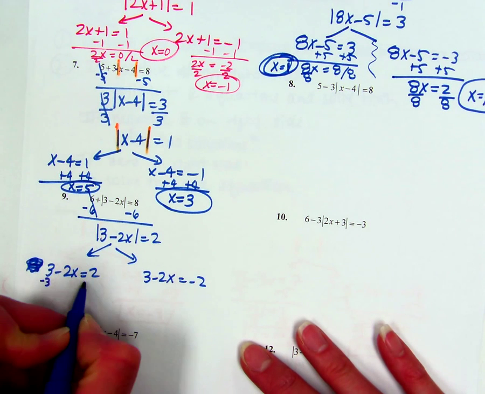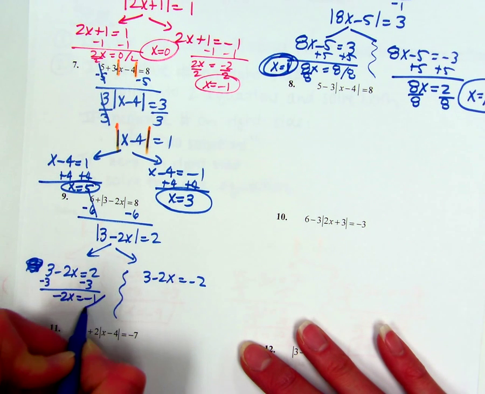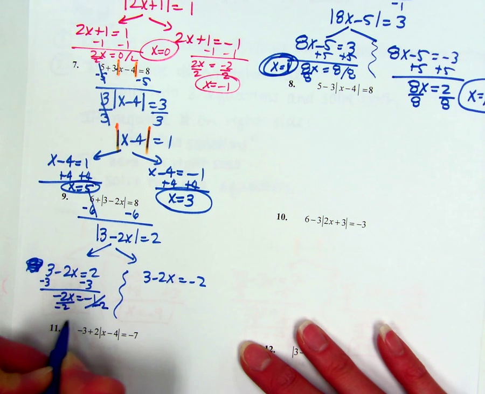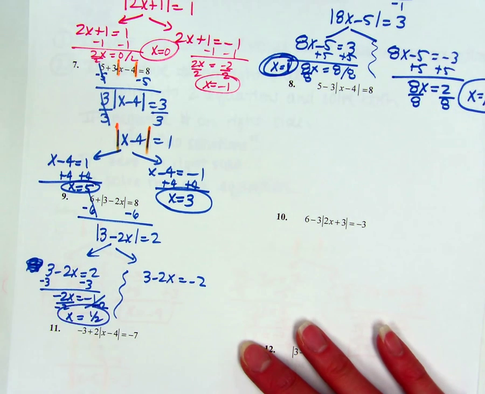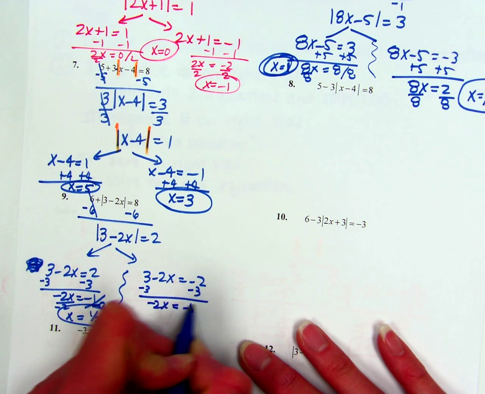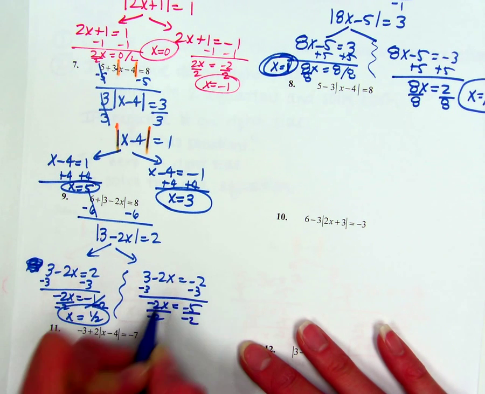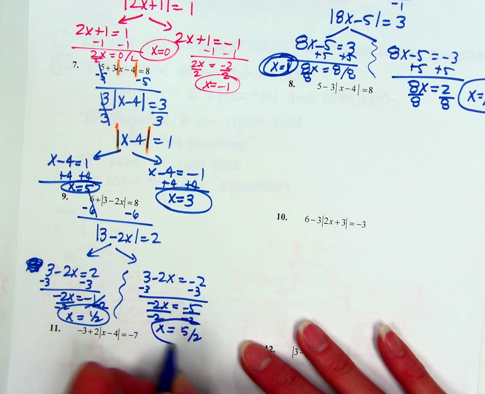Now just solve. So we're going to subtract 3. Negative 2x equals negative 1. When I divide by a negative, the negatives cancel, so I get x equals positive 1/2. Here I subtract 3, I get negative 2x equals negative 5. And then when I divide, I get 5/2.